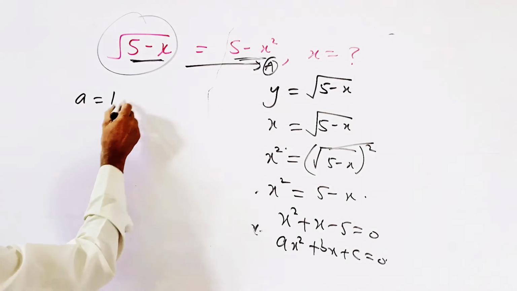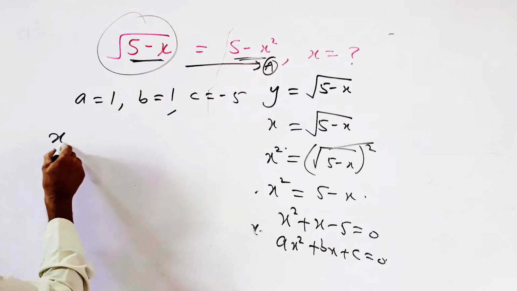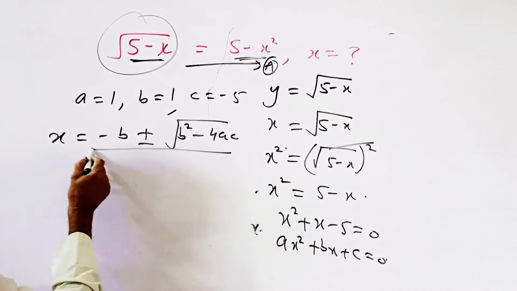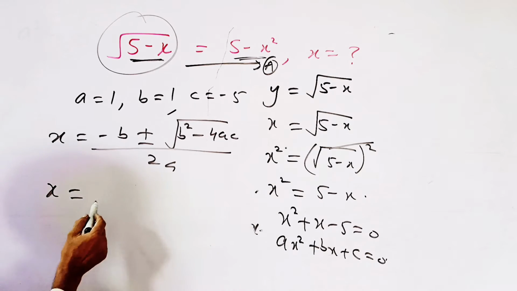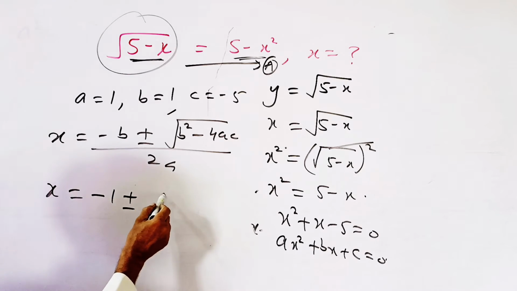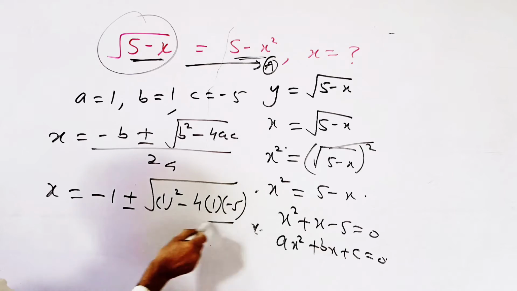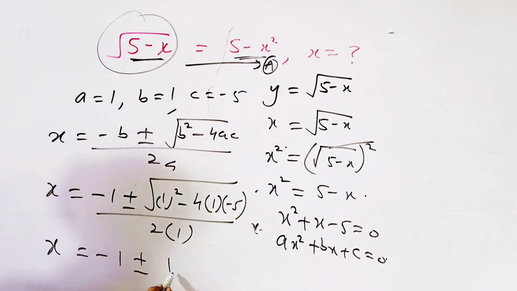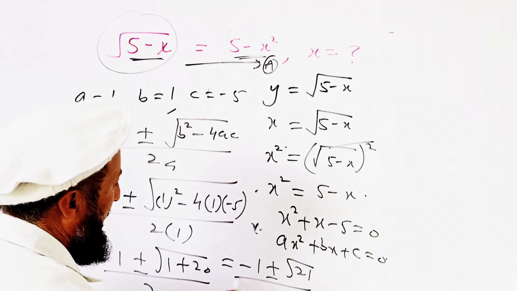Here a is equal to 1, b is equal to 1 and c is equal to minus 5. We have the formula x is equal to minus b plus or minus the square root of b square minus 4ac, divided by 2a. Now plug in the values of a, b, c. We get minus 1 plus or minus the square root of 1 square minus 4 into 1 into minus 5, divided by 2 into 1. So x is equal to minus 1 plus or minus the square root of 1 plus 20, divided by 2. So the result is minus 1 plus or minus the square root of 21, divided by 2.